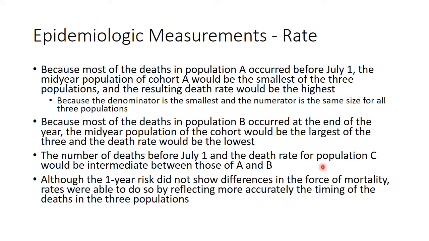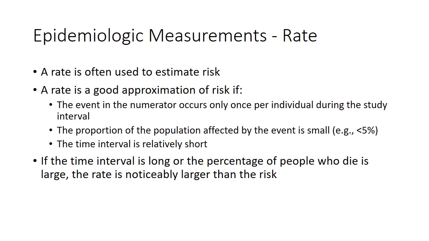Okay? So although the 1-year risk did not show differences, we can describe these patterns a little bit better by using the rate and how the timing of deaths occurred in the 3 populations. And oftentimes rates can be used to estimate risk. This is with some caveats, obviously.